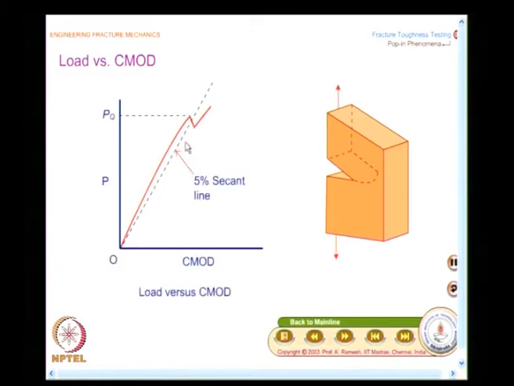And you again draw a 5% secant line, but what you take as PQ is this sharp height. So, the idea of getting the load versus CMOD graph is to find out what is the value of P that you should substitute for finding out fracture toughness.